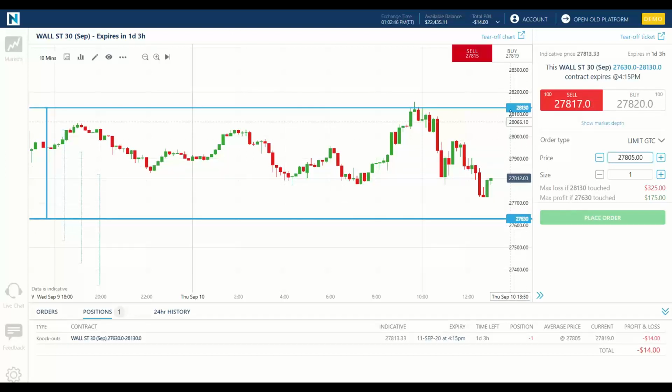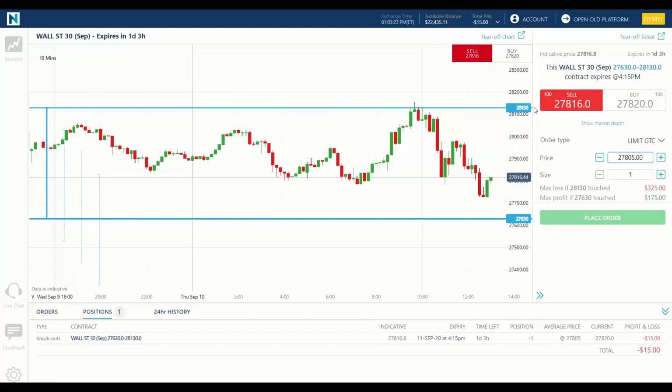But if it doesn't touch either one of these ranges, my profit or loss will be the difference from where I sold this, at 27805. If it settles below 27805, I'll have a partial profit, knowing that my maximum profit is only 175. And if it settles above and doesn't touch 28,130, I'll have a partial loss, but I know that my maximum loss is 325 if it actually gets all the way up to 28,130. That's where I would get knocked out.